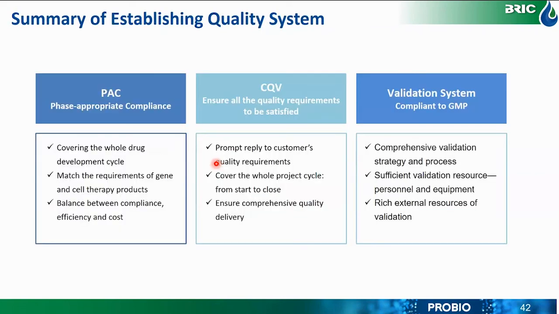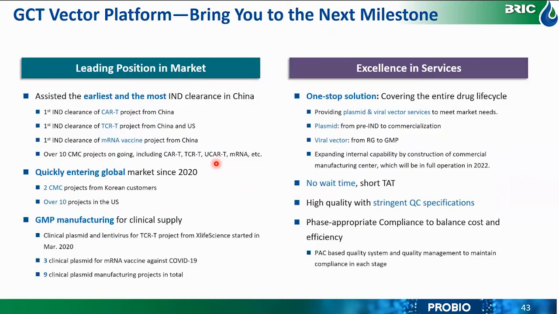And for our quality system, because plasmid and viral vector are widely used in gene and cell therapy, and projects at different stages can have different quality systems, in GenScript we have this phase-appropriate system for product compliance, to do faster treatment for your project. And we also have a full security system and validation system to ensure the quality of the product you produce in GenScript ProBio. And this is the final summary for my side.